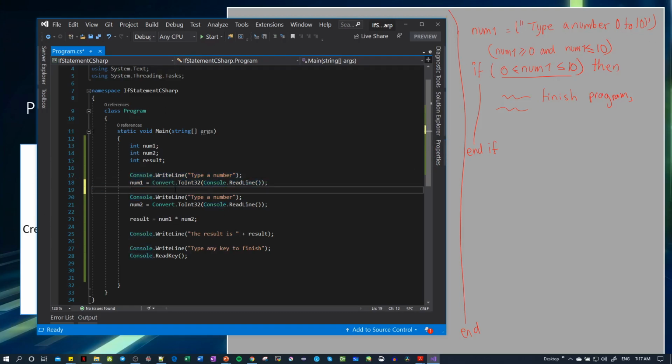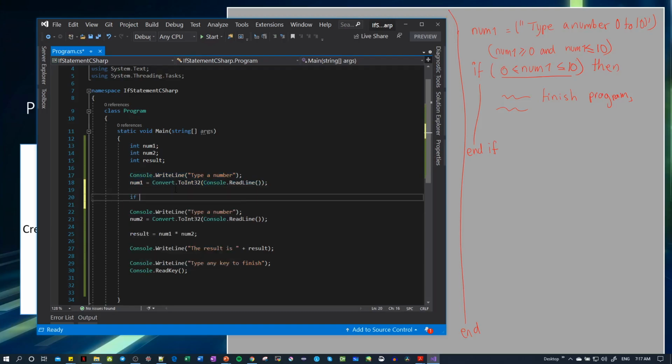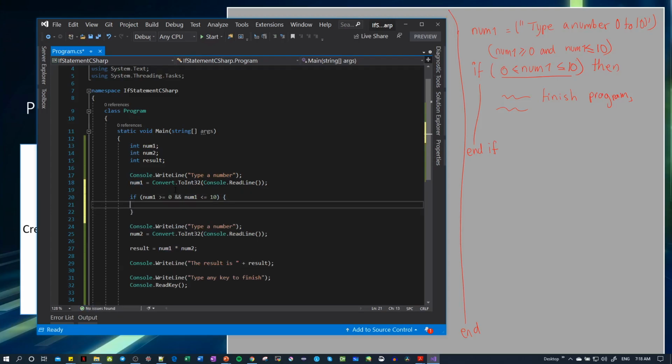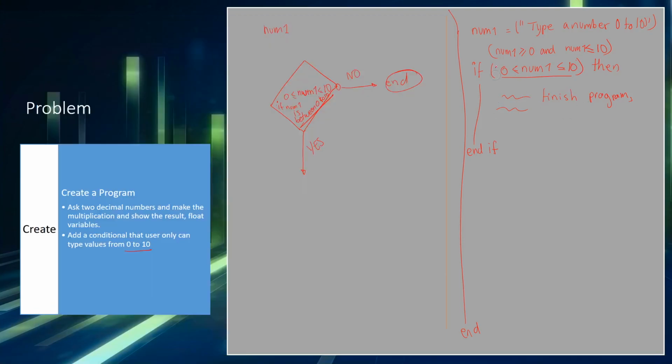Now we want the if. So we do like this, if condition. So in this case we need to do this, greater than 0 and num1 less equal to 10. We open, close. So if this is true, it should work. It is false. So yeah, sorry for that, I forgot. So if this is false, we need to finish the program. It is true, nothing happens because it's okay.